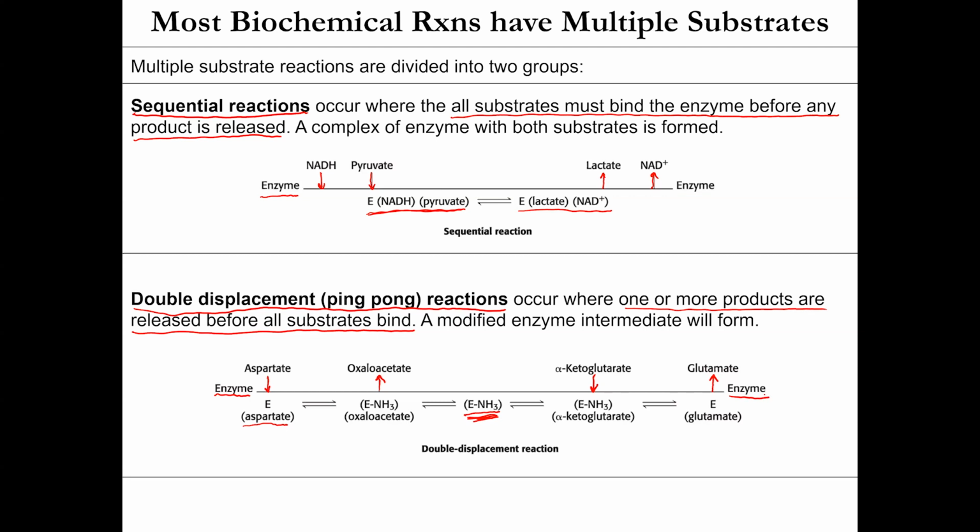So this is called a double displacement reaction, also called a ping pong reaction, because substrates and products are basically bouncing off the enzyme. You have aspartate, and then bouncing off, turning into oxaloacetate, and then after that you have alpha-ketoglutarate, and then bouncing off, converting into glutamate. So sequential reactions are where all the substrates bind and then you release products, or a double displacement reaction where one substrate binds, releases a product, but you have a modified enzyme intermediate that can then bind a second substrate, releasing that product. So these are 2 different groups of biochemical reactions that have multiple substrates.